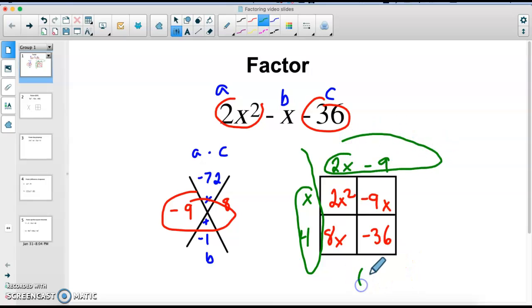So our final factors are going to be X and a positive 4, and 2X and a minus 9. So that is our factored form.